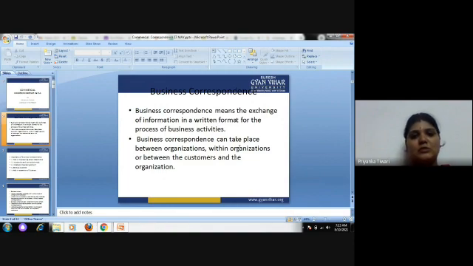Business correspondence means the exchange of information in a written format for the process of business activities, and correspondence can take place between organizations, within organizations, or between the customers and the organization.